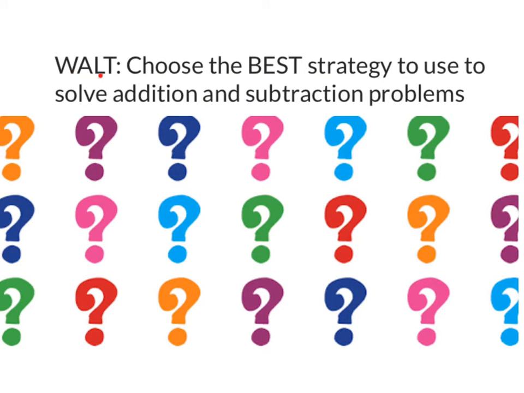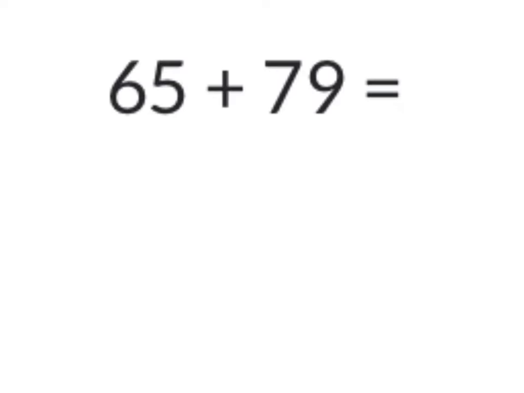We are learning to choose the best strategy to use to solve addition and subtraction problems. Let's have a look at our first equation, 65 plus 79. Now, when I look at this equation, I can see straight away that one of the numbers is very close to a tidy number. So, for this question, I would probably use the strategy of rounding and compensating to work it out.